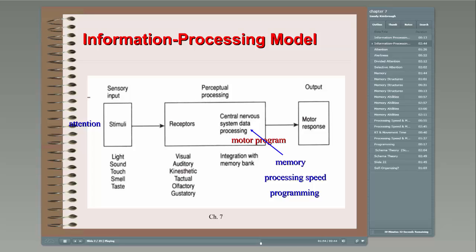Processing speed is important, how fast we process the information, and then we program or we make a plan. Once we've made a plan to respond to the stimulus, then we perform that motor program, and that's called the motor response or the output.